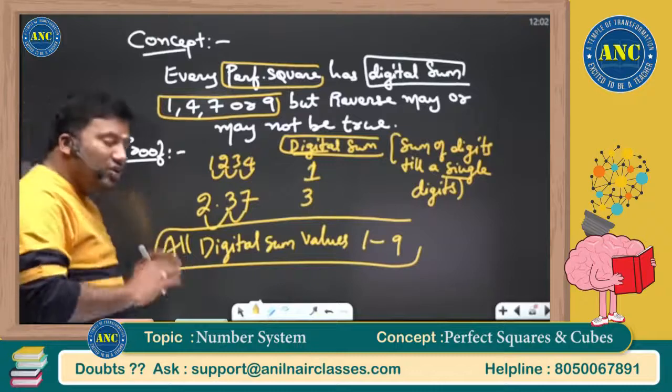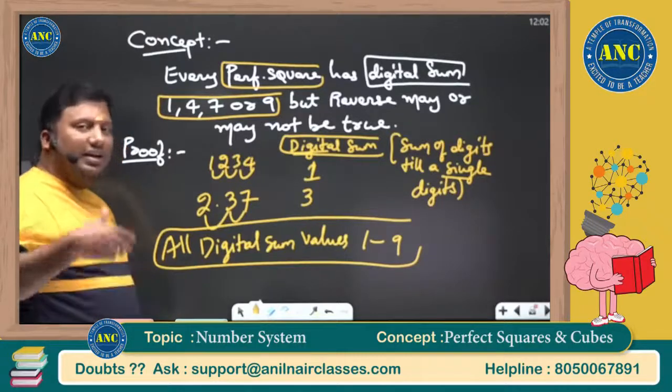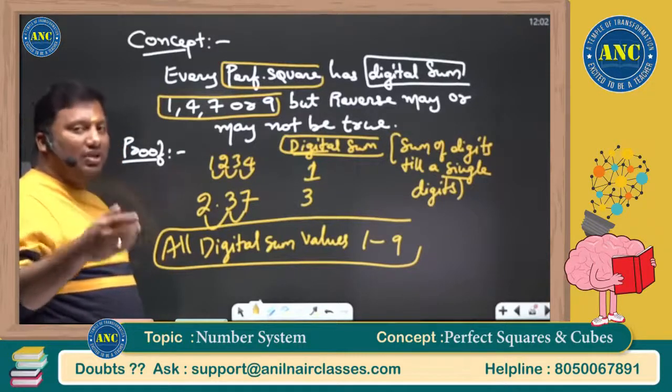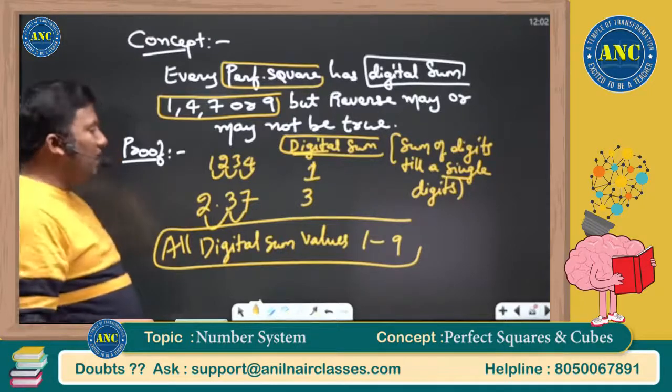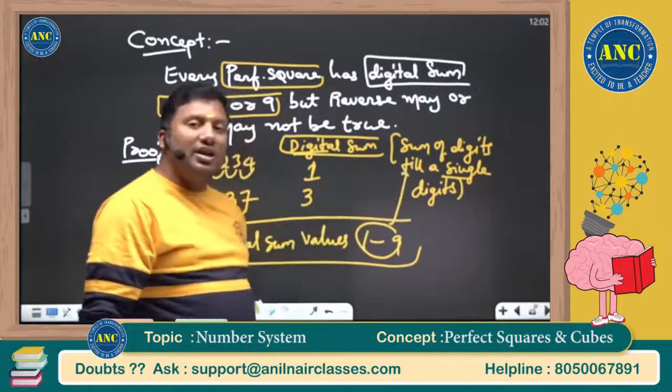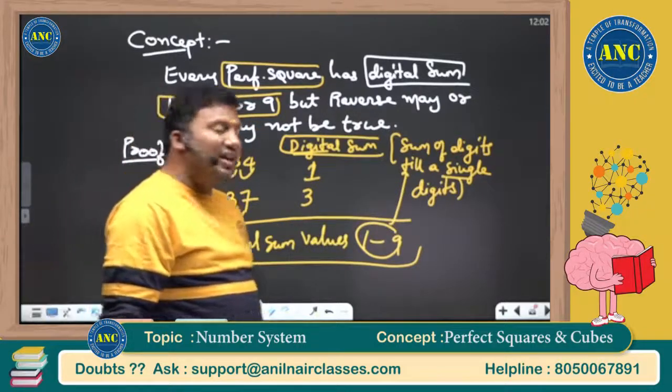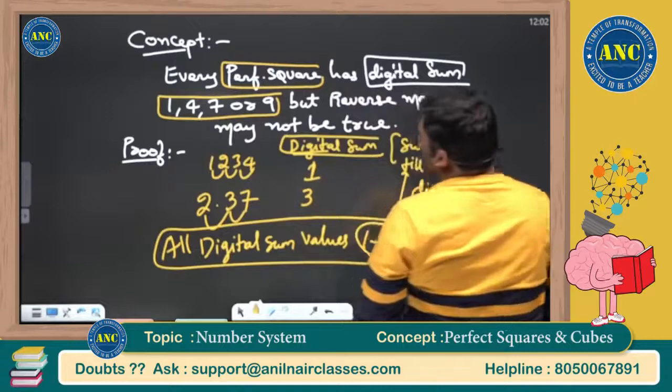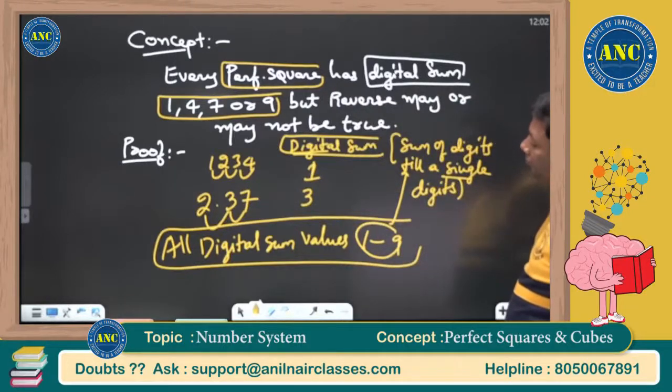So what are all the values the digital sum will take? It can take either 1, either 2, either 3, right? Or till 9, because these are all the single digits that are possible. The digital sum definition is the sum of the digits till a single digit is obtained. Next slide is extremely important, sir.